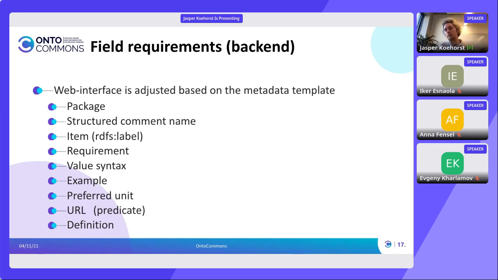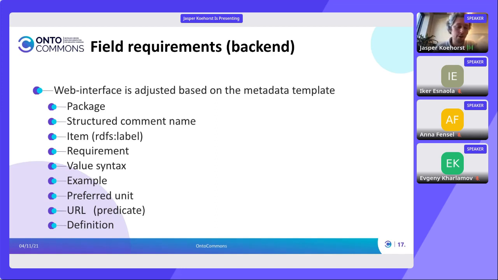So all these metadata fields are in the back end, where we have these field requirements. That's basically what the web interface uses to adjust its metadata. So we have a general package label, so we know, is it an air sample, a soil sample, a water sample? Then we have a comment name, that's for the structure in the RDF. Then we have the item description, which is basically the RDFS label, that is more the human readable format.